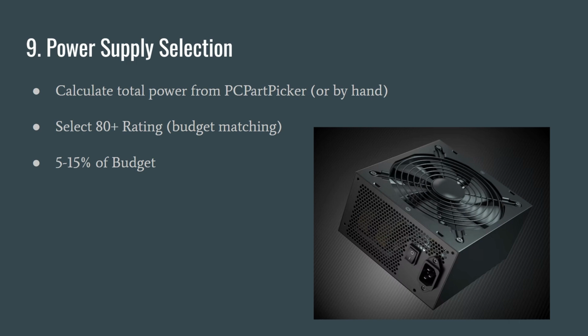And then select your 80 plus rating. So this determines how power efficient your power supply is. A good 80 plus rating, like the gold or titanium, will mean that it's really power efficient and it'll last a good long time and stuff like that. So just budget match for that. Like, don't buy the most expensive power supply if your computer is only like $900. And then typically this runs between 5 and 15% of your budget.